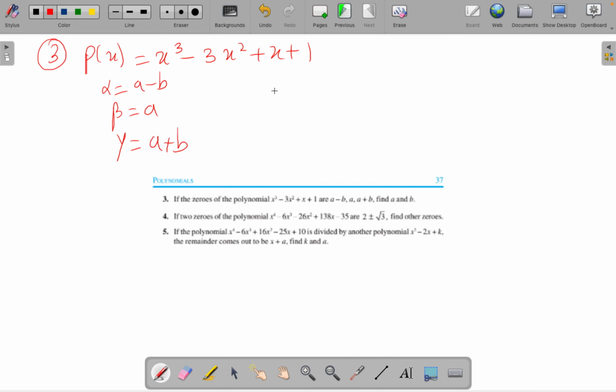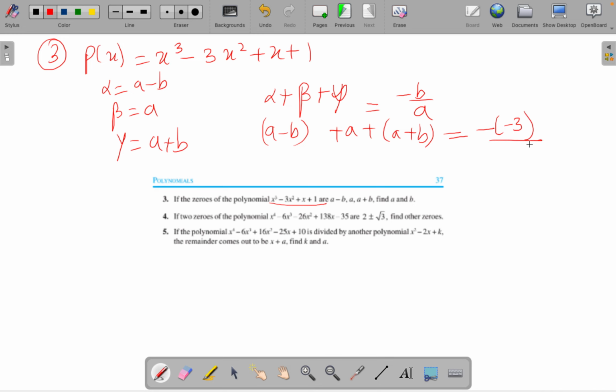Now you know that alpha plus beta plus gamma, right children? This formula we have already studied. Alpha plus beta plus gamma is minus b by a. So put a minus b plus a plus b is equal to, what is minus b by a? If we check here, minus of minus 3 by a is 1. So check, b and b get cancelled. 3a is equal to 3. So can I say the value of a is 1, children?